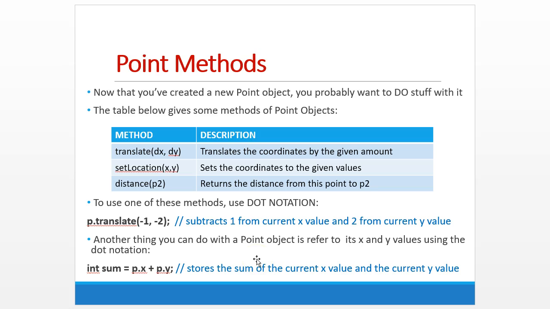Just like the string class has methods, the point class has some methods. You can translate, so in other words, you can move that point by some amount in the x and the y axis. You can set the location at a specific x, y, and you can compute the distance from another point. And we've already learned that, for example, with strings, you can do string.indexOf. So here we can translate, and we can also access the x and y values directly out of the point class, like sum equals p.x plus p.y.